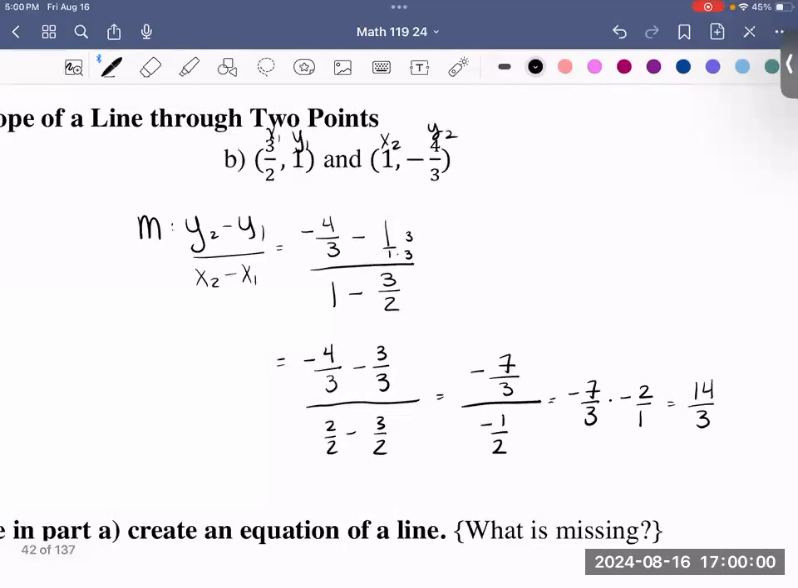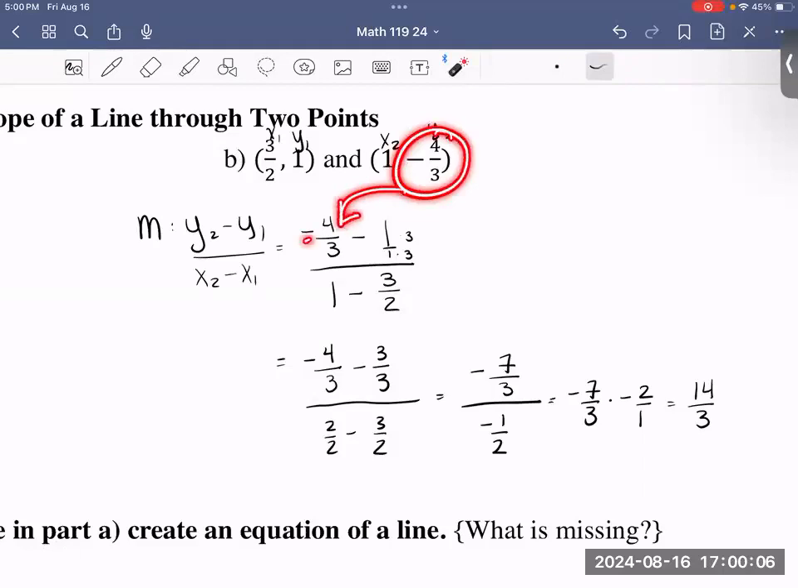It's always a good idea to just check your work, making sure that we put these in correctly, making sure your signs are there. Same thing over here, 1 and 3/2. Looking at a common denominator, 3, 3, 2, 2, all looks good.